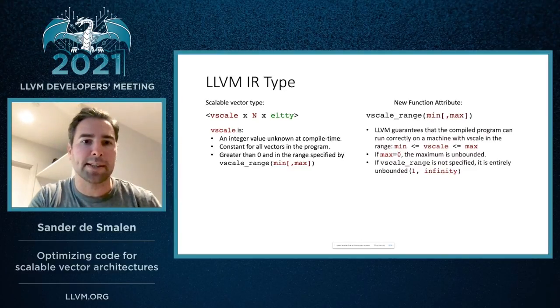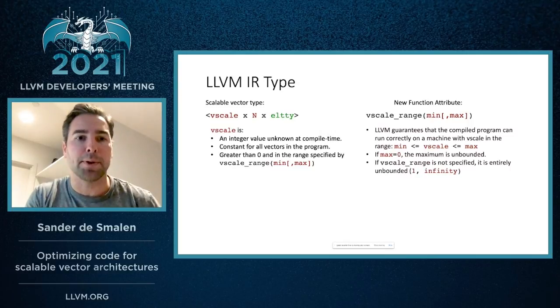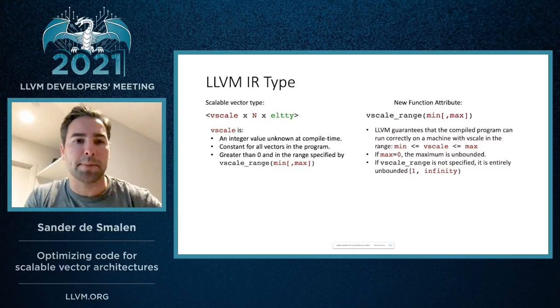Vscale range is a new function attribute, and LLVM guarantees that the compiled program can run correctly on a machine with vscale in the range between min and max. If max is zero, or if it's unspecified, that means the maximum is unbounded. If vscale range is not specified at all, it is entirely unbounded, so vscale has the value range 1 to infinity.